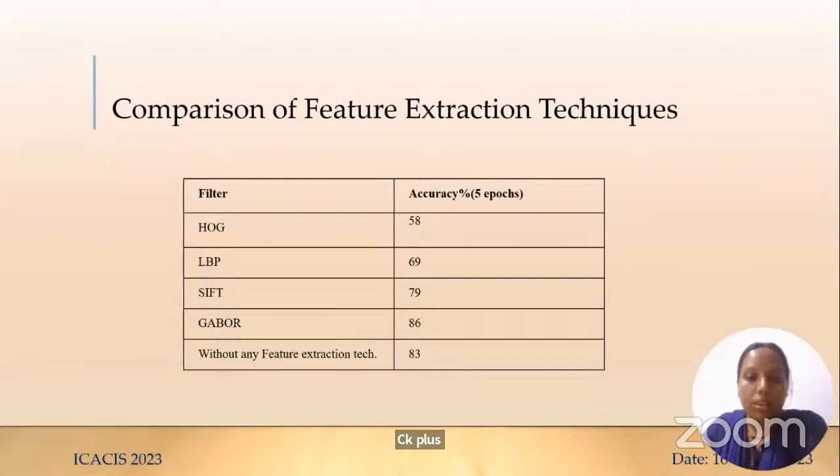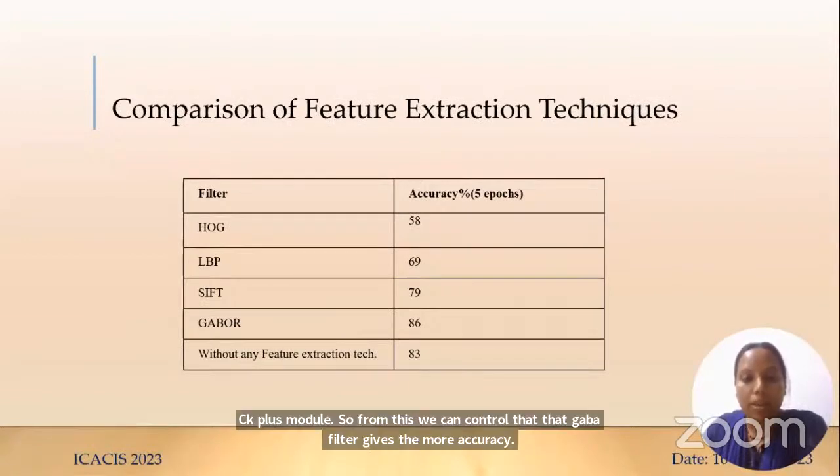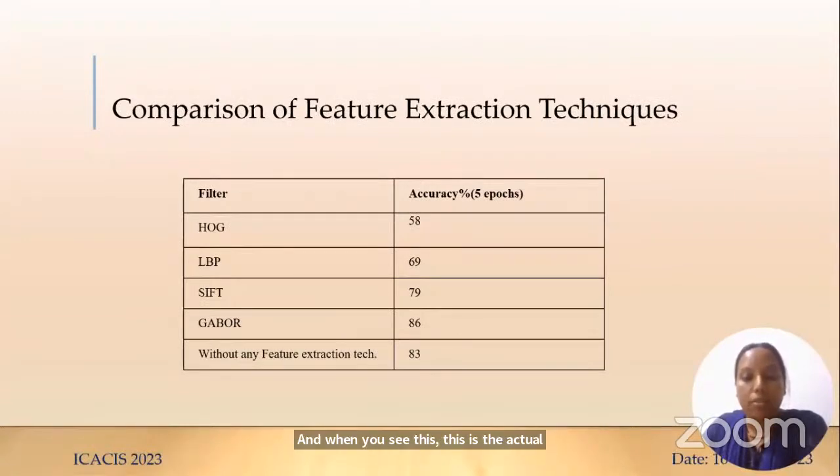And this is the actual table. We are comparing their accuracy for the 5 epochs. Without applying any feature, we are getting 83%. Other than that, we get more accuracy if we are not applying anything; comparing SIFT, LBP and HOG, this gives the better accuracy. So this was one of the approaches, the unimodal.